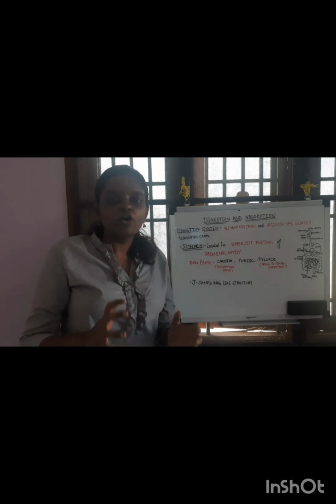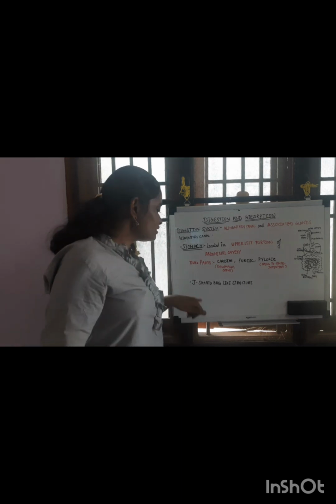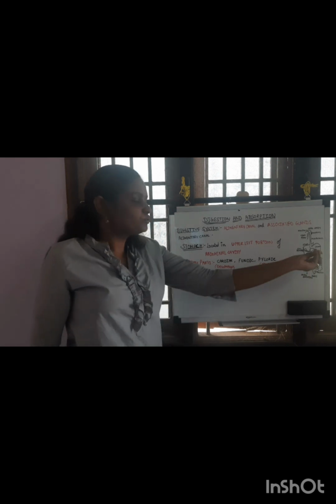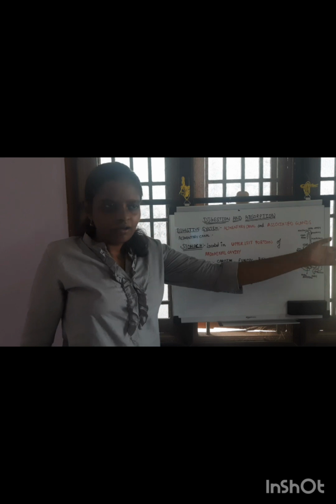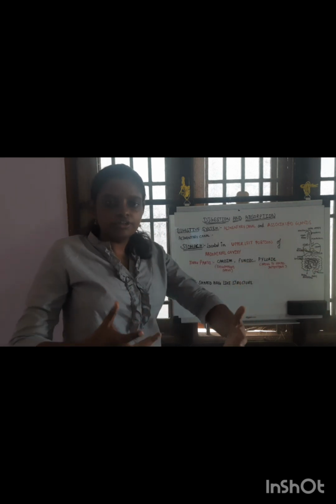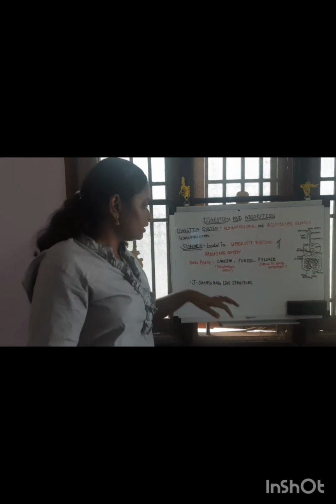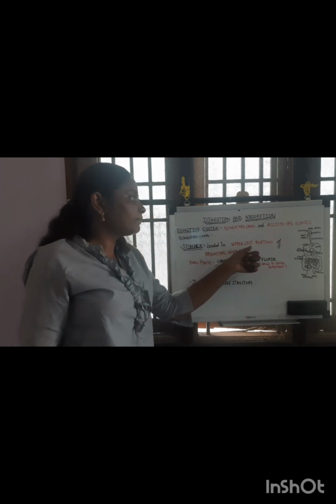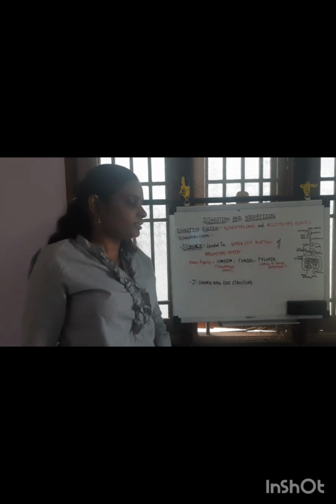So now we are going to talk about the stomach. The stomach is nothing but a J-shaped, bag-like structure where food is stored for some time for breakage of the food into simpler substances, right? So it is a J-shaped bag-like structure. It is located in the upper left portion of the abdominal cavity.